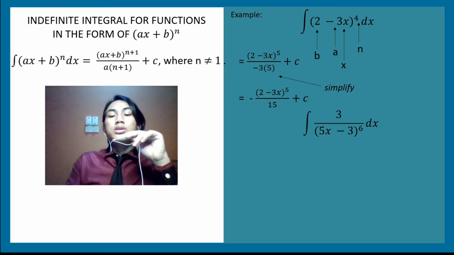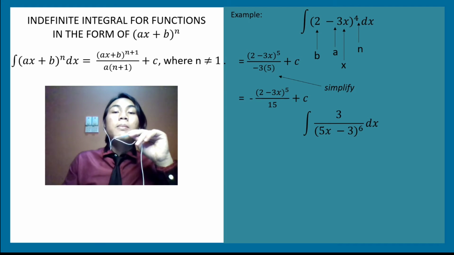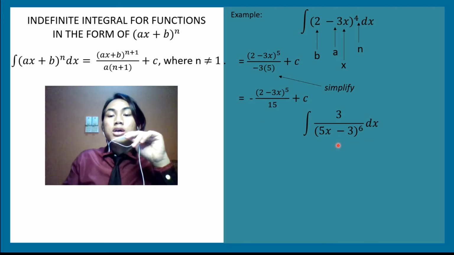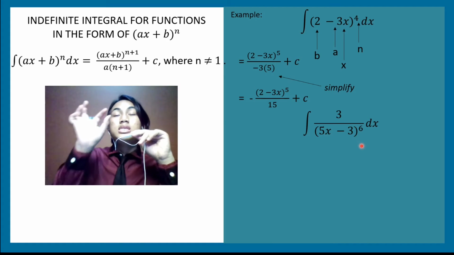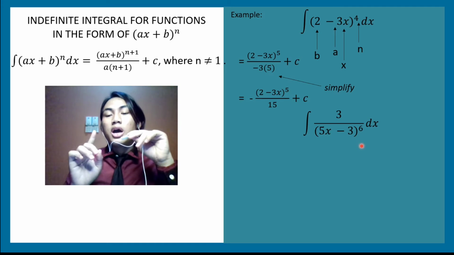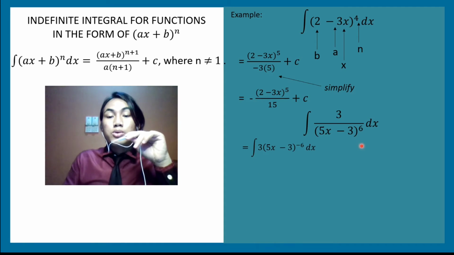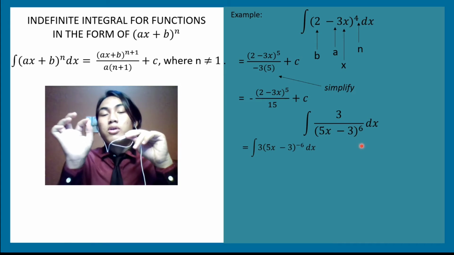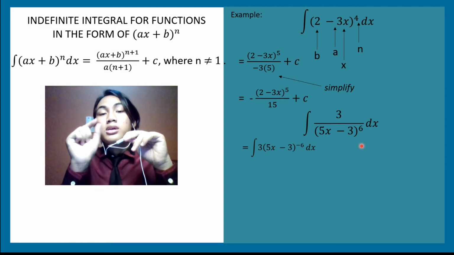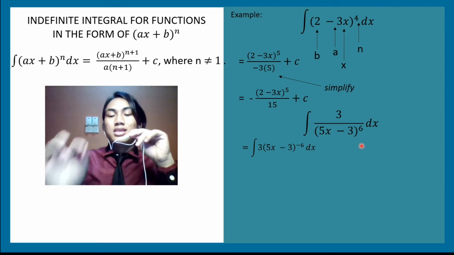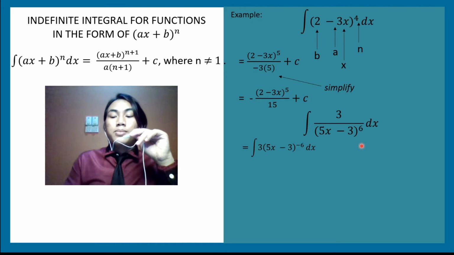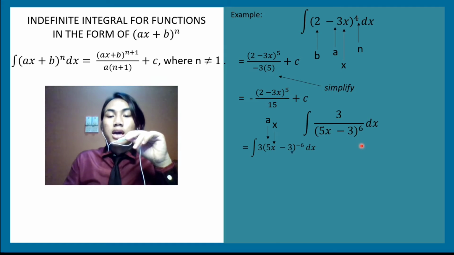So next example is 3 over (5x minus 3) to the power of 6. Here we can see the function is in the denominator. So what we have to do is simplify or change it so the power becomes negative 6. As well, we have to analyze what is our a. Our a is 5, our x is x, and our negative 3 is b. And negative 6 is n.